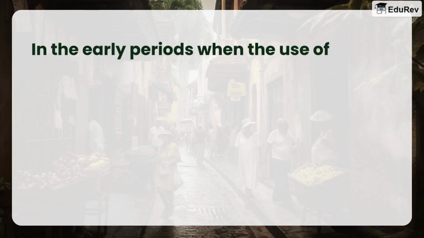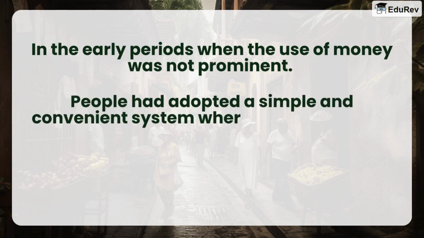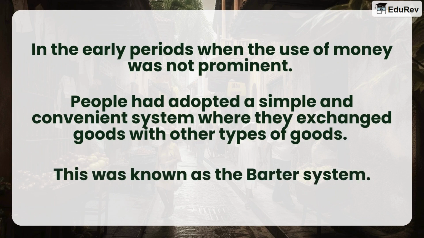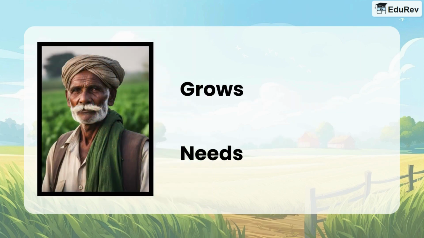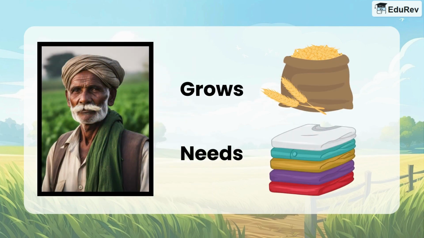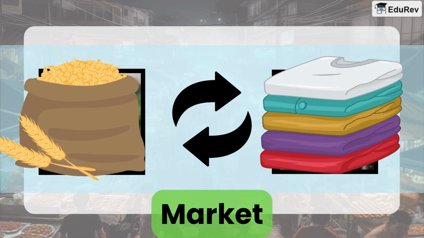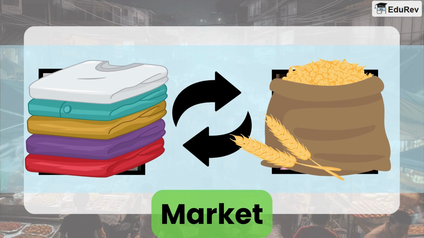In the early periods when the use of money was not prominent, people had adopted a simple and convenient system where they exchanged goods with other types of goods. This was known as the barter system. For example, let us assume the situation of a village farmer. The farmer grows wheat and needs clothes for his family. He has to go to the market and find a cloth seller who needs wheat. Once he finds such a seller, he would complete the transaction by exchanging wheat and clothes.